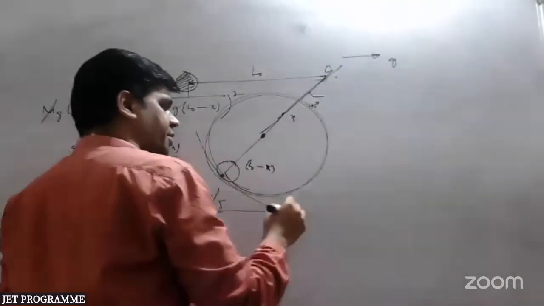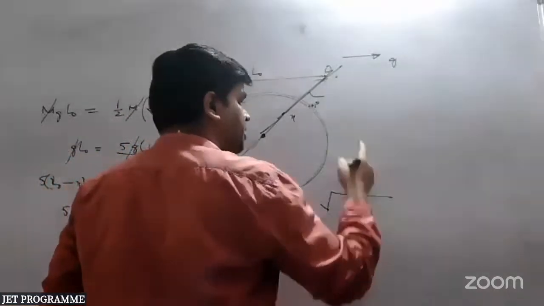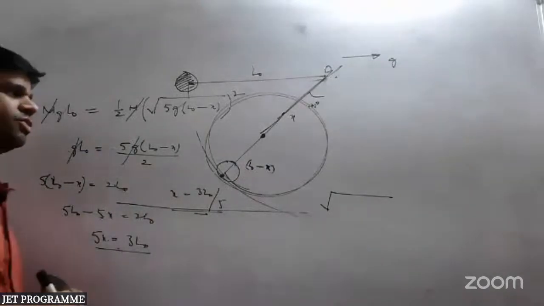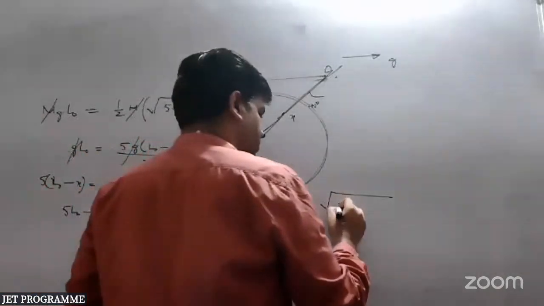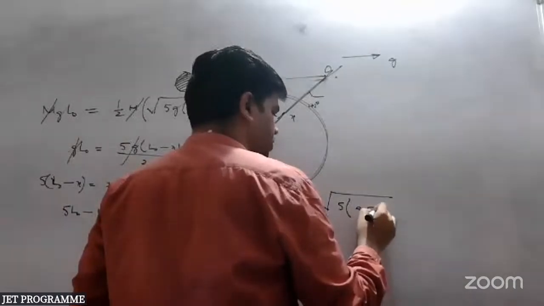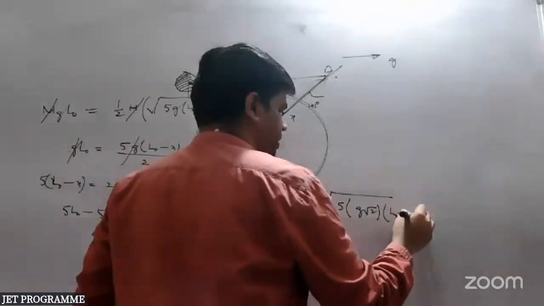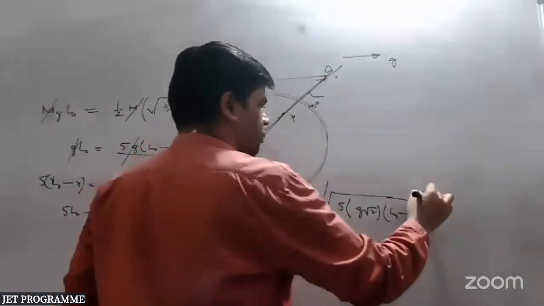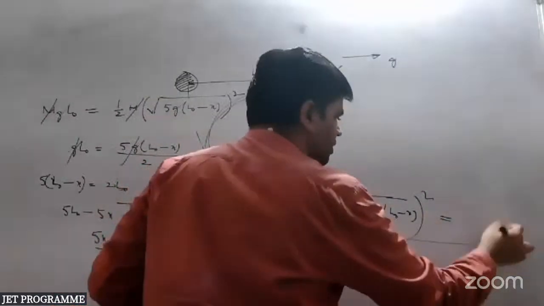Now what is g effective? What is g effective in this case, students? g towards left, g downward. So g root 2. So 5 times g root 2 times L naught minus x. Half m v square should be equal to the initial potential energy.